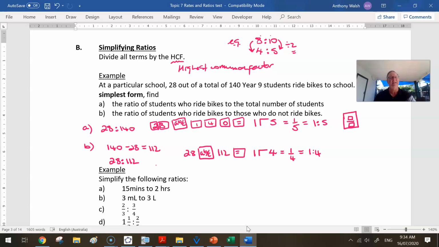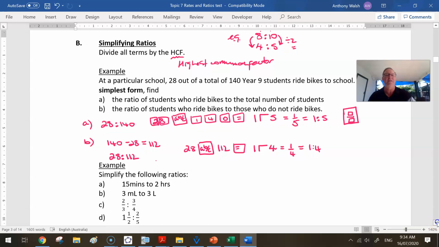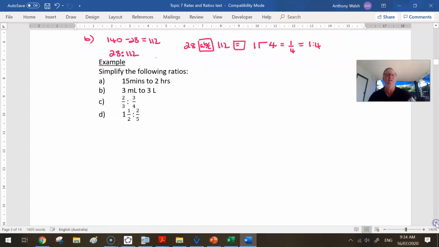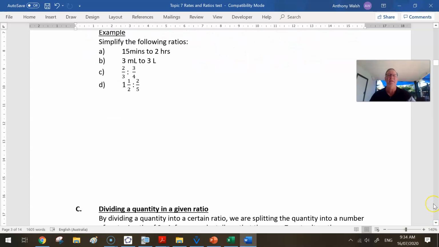Easy, eh? Make sure you do some practice using your calculator. It'll make your life that much easier. Now what about these ones? Simplify these following ratios. Now we said at the top yesterday that a ratio is a comparison of numbers that are in the same form. Sometimes you get ratios where the numbers are not in the same form, like in this first example.